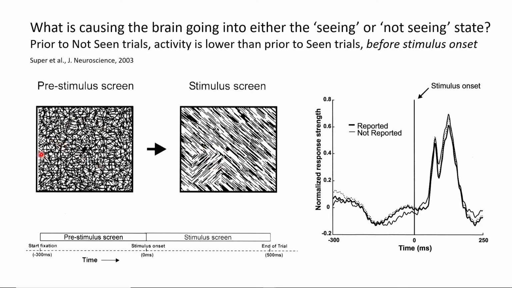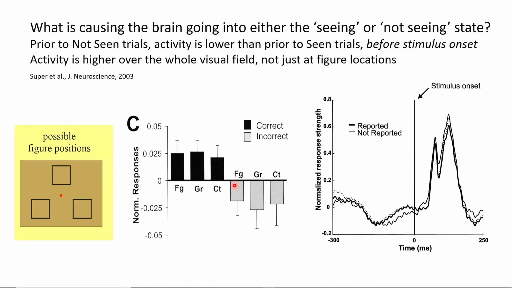Preceding the stimulus screen, we also had this pre-stimulus screen, which was sort of random oriented line segments. And what we observed was that preceding not reported or not seen stimuli, the activity was a bit lower compared to the other trials. But this was not an effect of focused attention in the sense that it was only happening here. The activity was lower all over the place. So regardless of whether the figure was presented here or there, you get this difference between the seen or not seen responses. So it's more like a general elevation of activation that's, well, at least indicative of the one or the other thing happening.